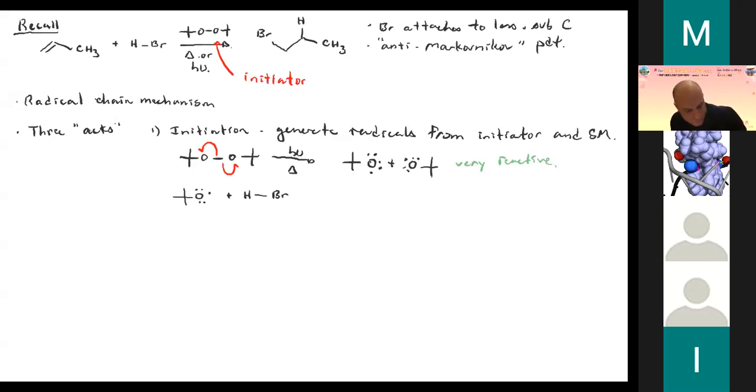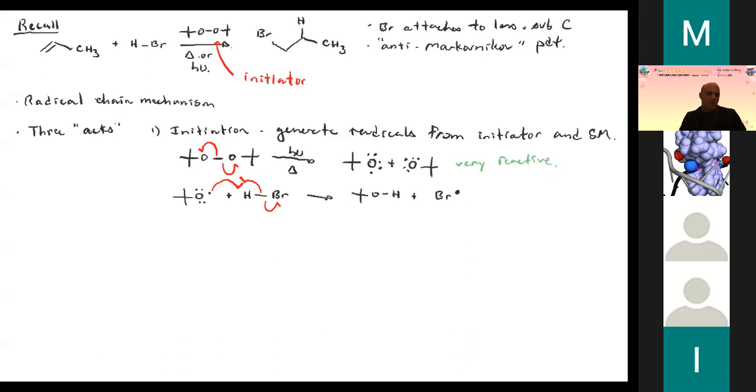To show that, I'll start with my single electron on oxygen, draw a fishhook, and start from the H-Br bond and connect a fishhook there. So that's telling me that I'm making an O-H bond, and each species is bringing one electron to that bond. And then, of course, I need to deal with the remaining electron in that bond. And so I push that to bromine. And so what I end up with is tert-butanol plus Br dot, okay? So that is the initiation.